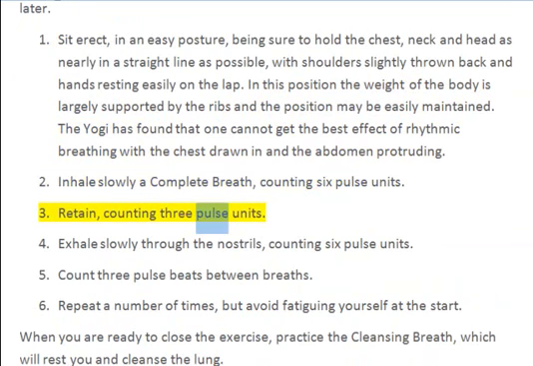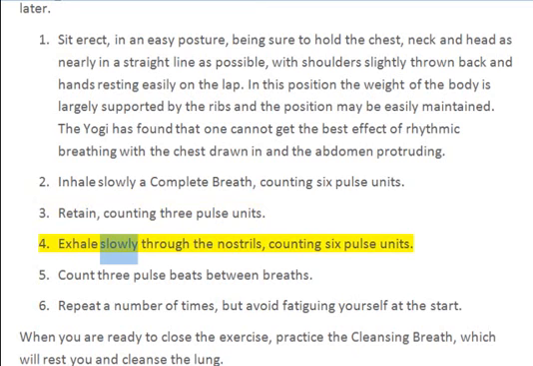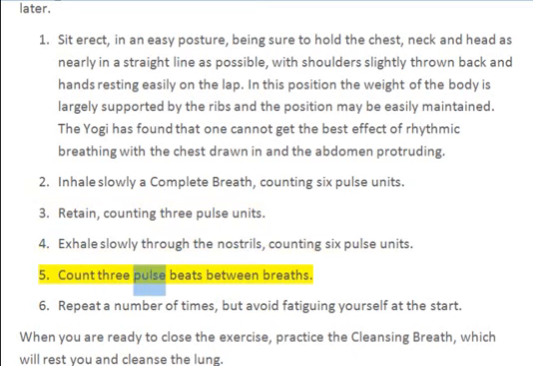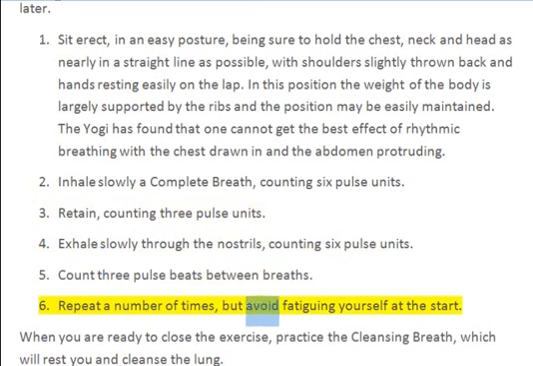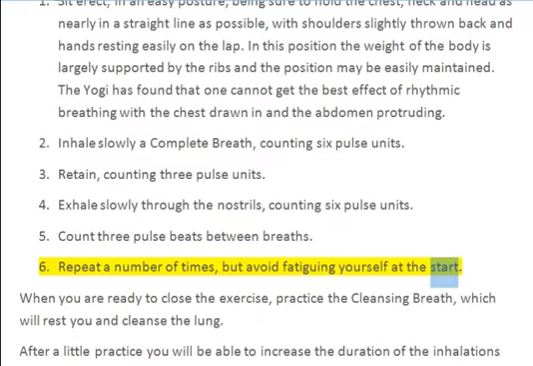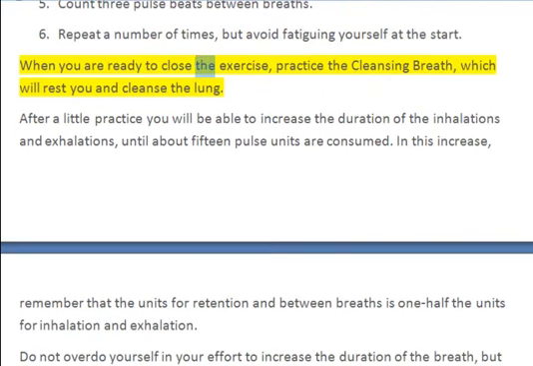Retain, counting 3 pulse units. Exhale slowly through the nostrils, counting 6 pulse units. Count 3 pulse beats between breaths. Repeat a number of times, but avoid fatiguing yourself at the start. When you are ready to close the exercise, practice the cleansing breath, which will rest your lungs.